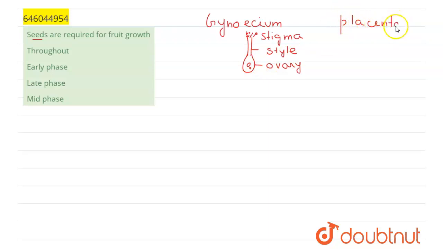And when the ovary develops, after development, the ovary turns into fruit, and the ovules which are present inside the ovary form the seed. So this is how seeds are formed. And if we talk about fertilization, that is how seeds are formed.